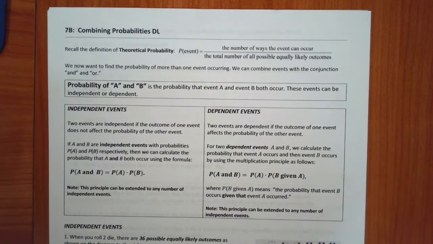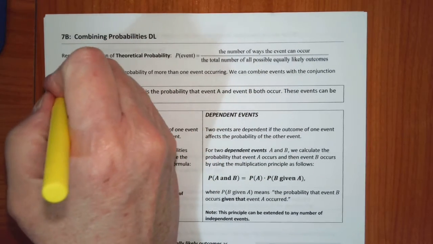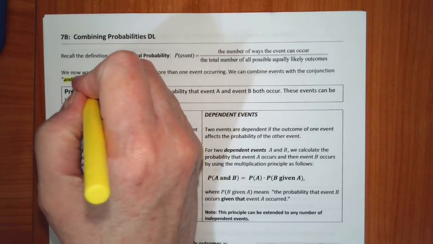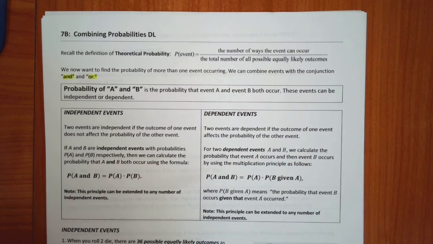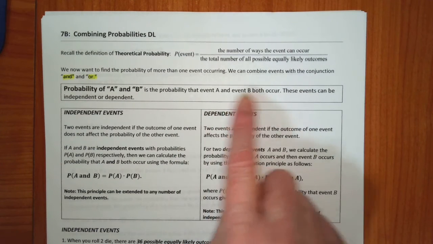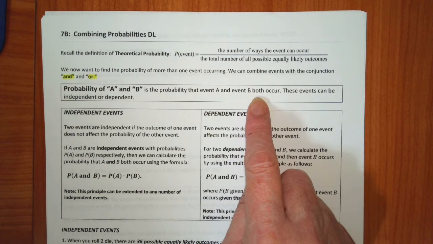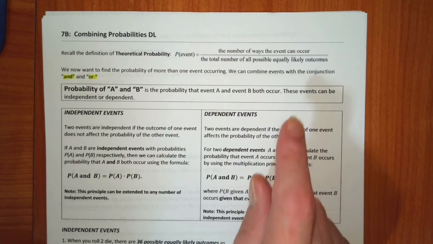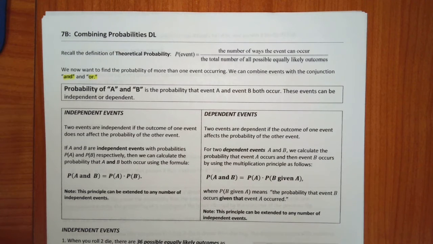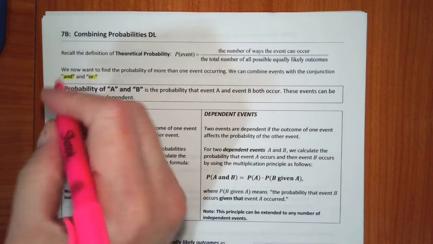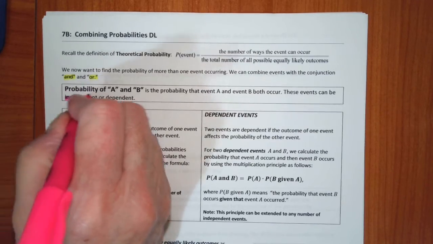We're either going to combine events with the words and or or. So we're going to look at the and. We're going to be looking at the probability of the way A and B can occur, which is the probability that both of those events occur. These events can be either independent or dependent. And that's how we're going to split this up.